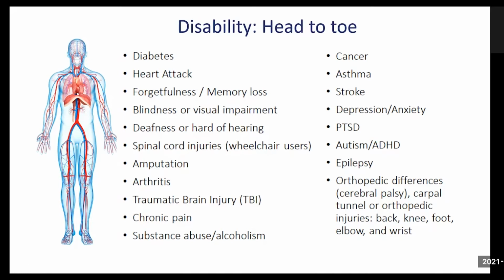How many of y'all know someone with chronic pain out there? Hopefully y'all are all sitting at a good angle today and we don't have any chronic pain in the house viewing this, but there's a lot of people with arthritis as we get older. A lot of folks have had a traumatic brain injury, whether it was from an accident or someone coming back from Iraq, and they have issues from that. Alcoholism and substance abuse, depression, anxiety, and orthopedic differences, cerebral palsy, carpal tunnel, and issues with your back, knees, feet, wrists, okay?